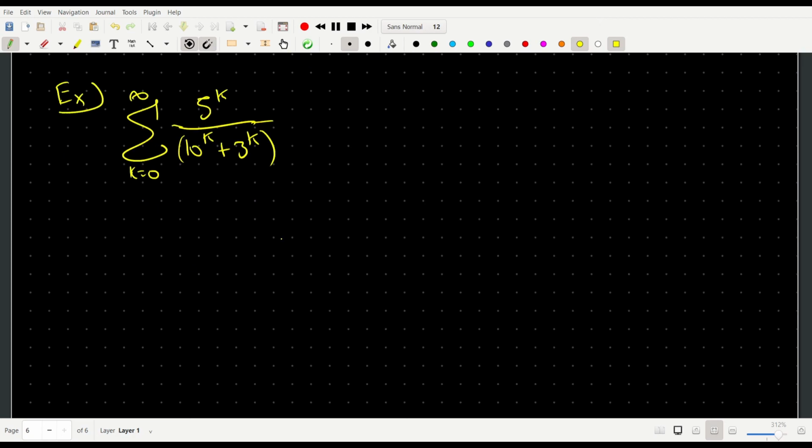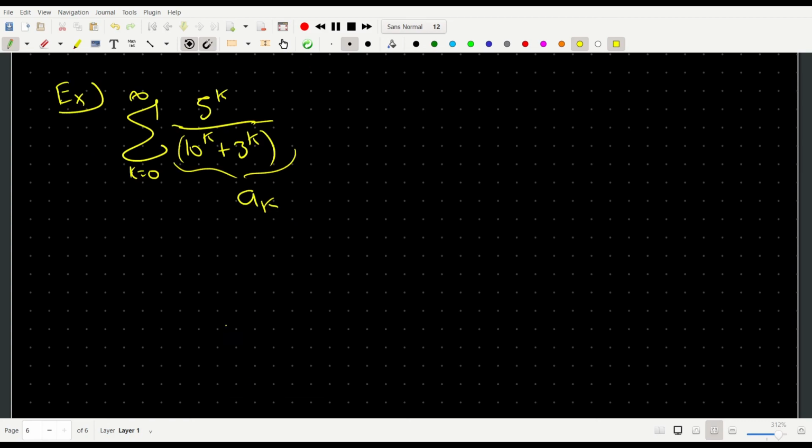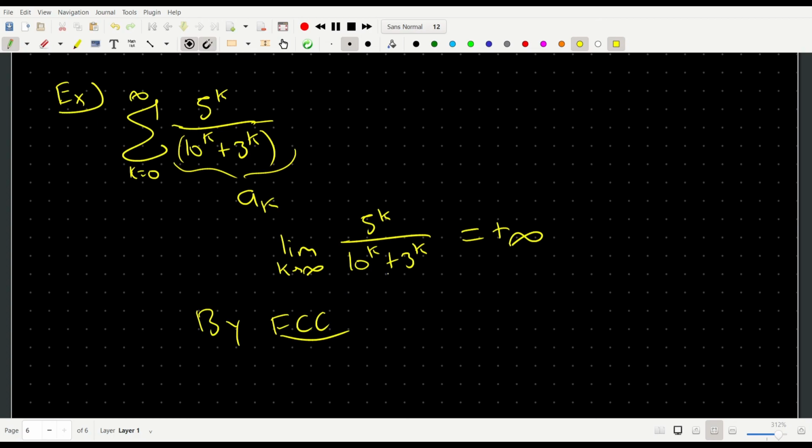But for this series, we can actually go through and directly prove that this example diverges by relying on our fundamental convergence criterion from before. If you look at the limit as k goes to infinity of 5 to the k over 10 to the k plus 3 to the k, this limit is going to be equal to positive infinity. And because it's non-zero, then, by the nth term test, or the fundamental convergence criterion, we have that this series diverges.